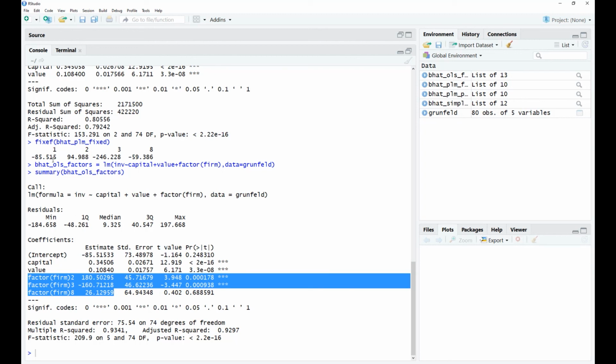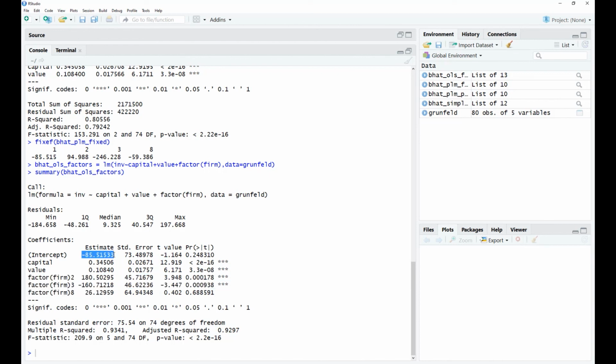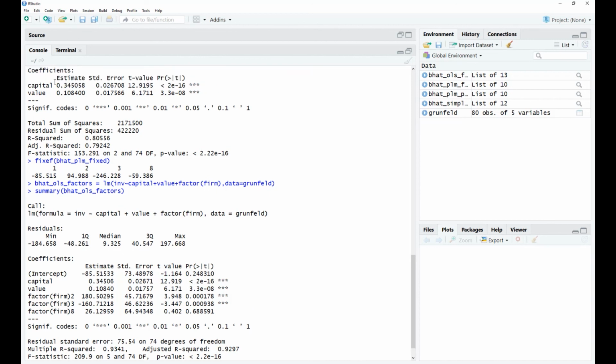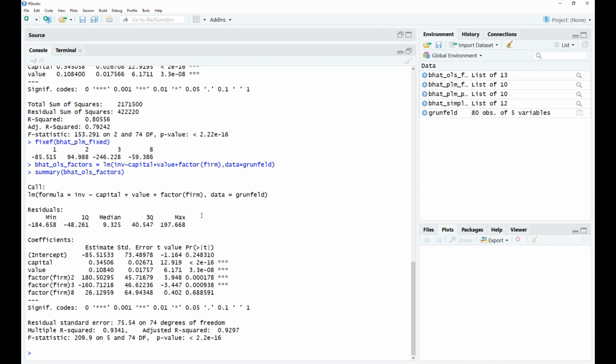And if you want to calculate, for example, the intercept of firm number 2, you have to take the intercept that you have here plus 180.5. And what you would get is this intercept of almost 95. Okay, so it is a slightly different interpretation, but note that you still get the same coefficients for capital and value as you would get if you ran the fixed effects panel data model.